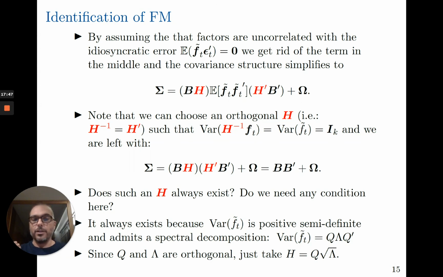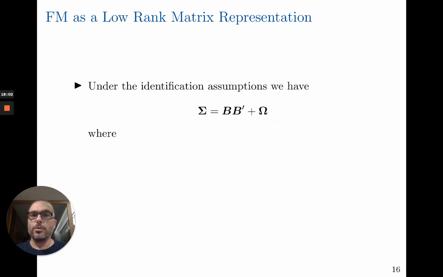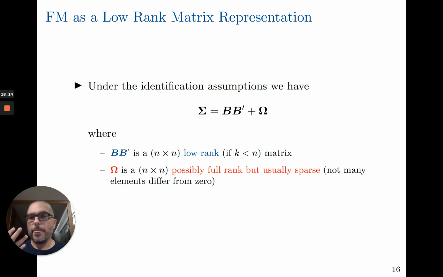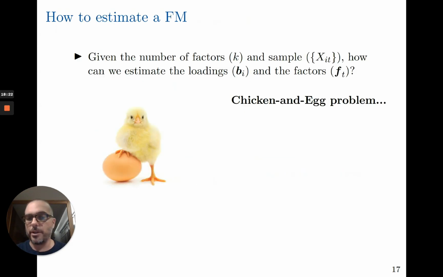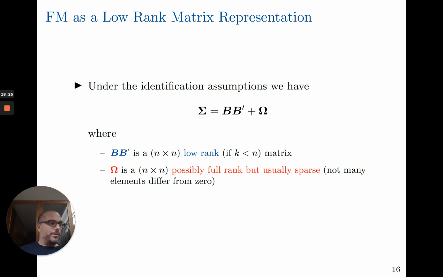And there will be a single H that will be given by exactly the spectral decomposition of our covariance matrix. Okay? So, under the identification assumptions, we have that the covariance matrix of X is given by this expression, okay, where B B prime is a low rank matrix and omega is a full rank matrix, okay, but can be sparse. But now, okay, we can identify this F tilde, but we need B.